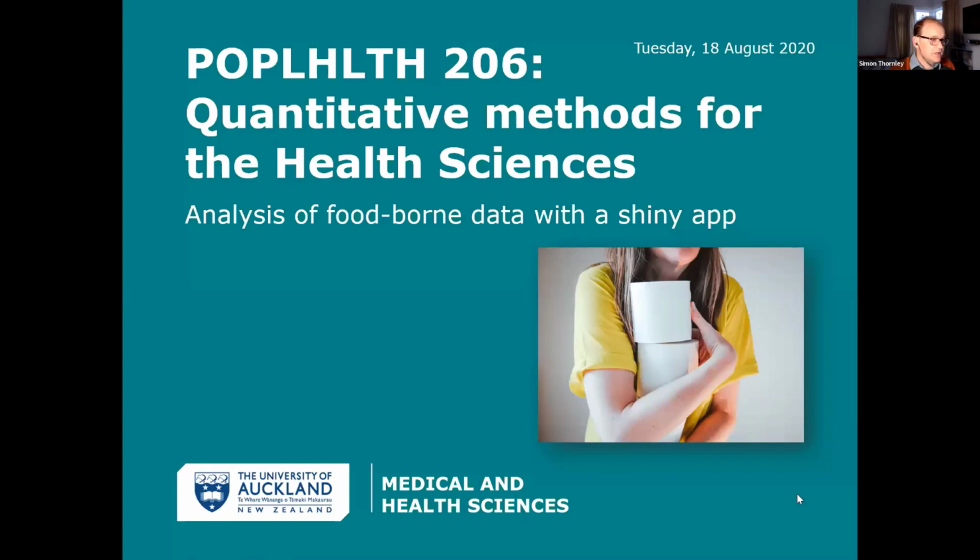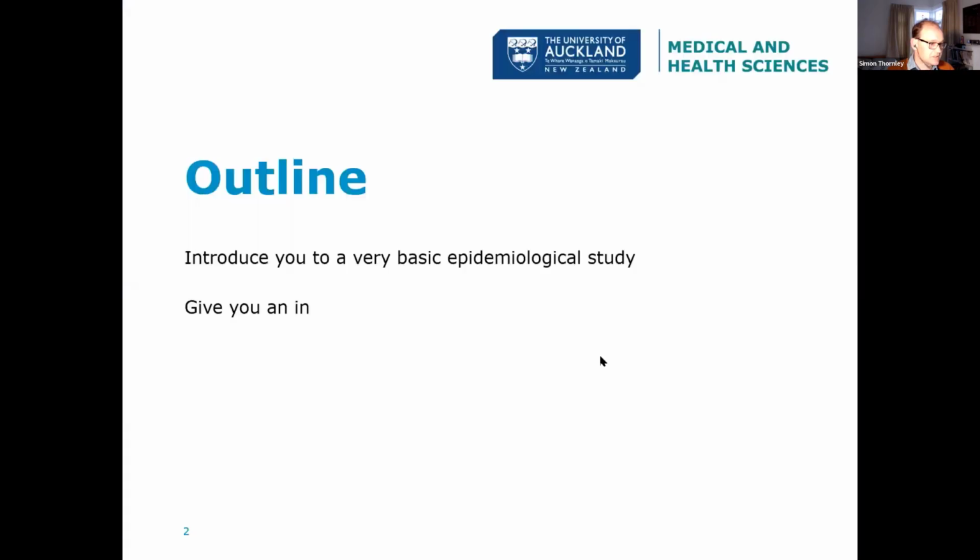We're going to be looking at analysis of foodborne data. Rather than simulating data now, we're going to look at some real data, and we'll do it in a Shiny app that I've developed. This is a very basic epidemiological study, and it's really just to give you an insight into interpreting the results and solving a problem in a very straightforward epidemiological framework.